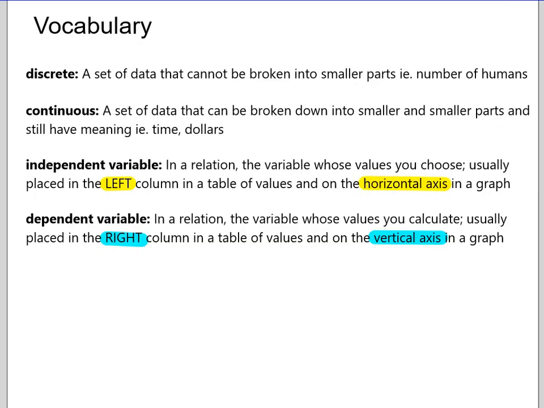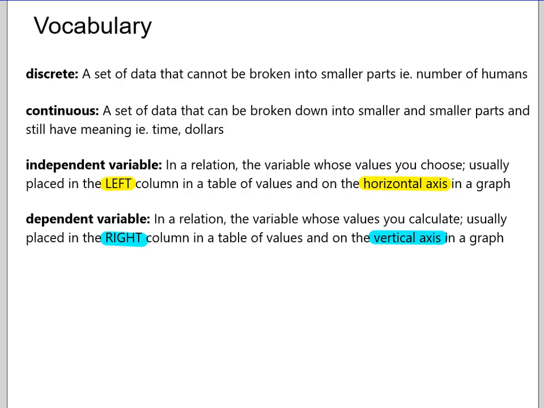Okay, this is one of those pages where you hit pause because I'm not going to read all of this to you, but we have 4 big words for today. Discrete and continuous data. Discrete data is data that you can't break up any smaller. So like the number of humans, you have 1 human or 2 humans. You don't have parts of humans. Continuous data is stuff you can make smaller. So time, you could have half an hour, 3/4 of an hour, 23 minutes, 1.2 hours. So continuous is unbroken data.